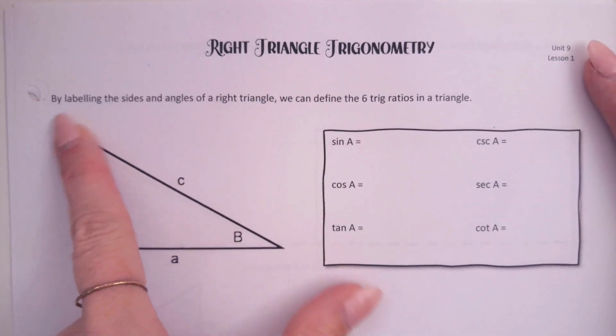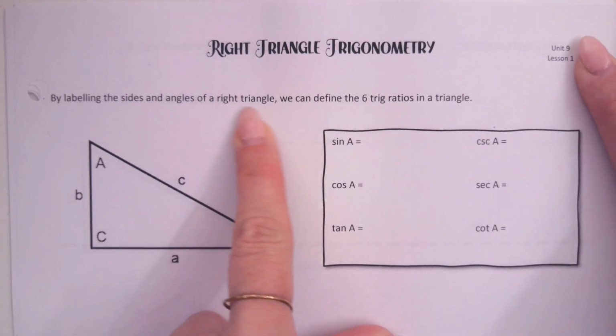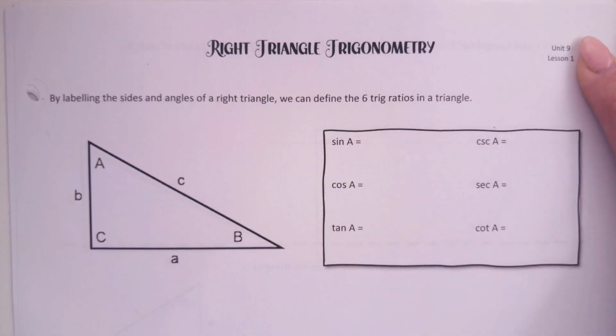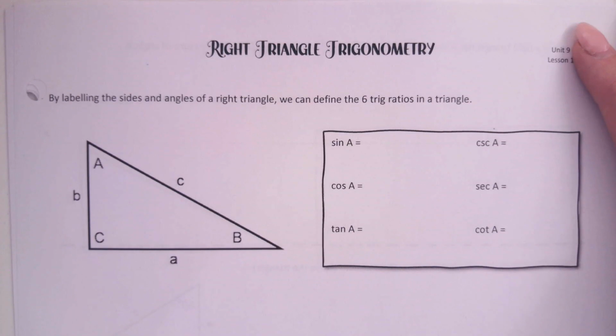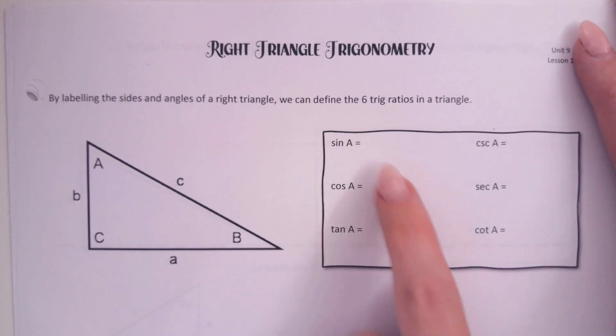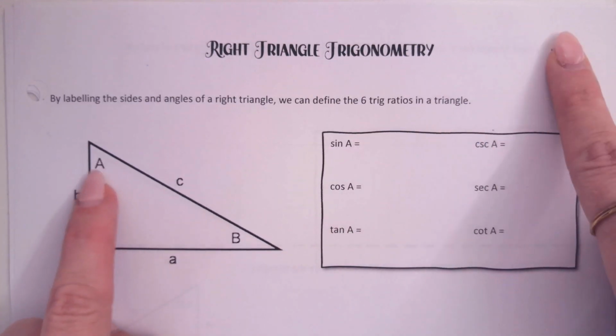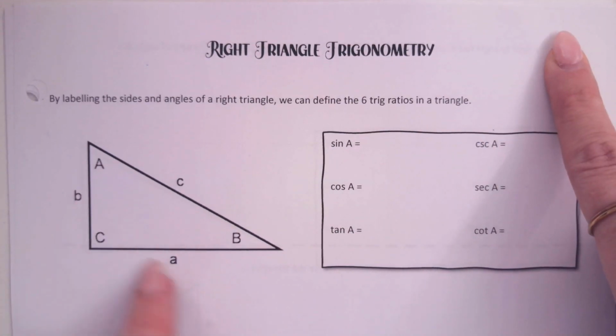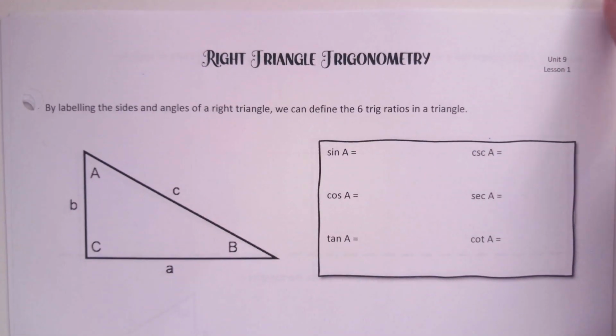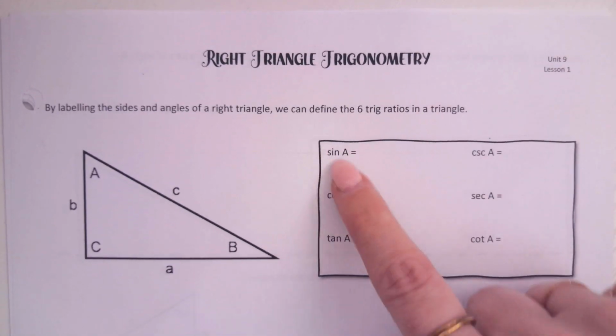All right. By labeling the sides and angles of a right triangle, notice this is for right triangles, we can define the 6 trig ratios. So notice on all of these, we're using angle A. We've got a capital letter here for the angles. We got lowercase letters for the sides. So starting with, these are just abbreviations.